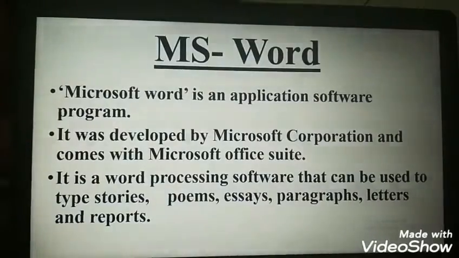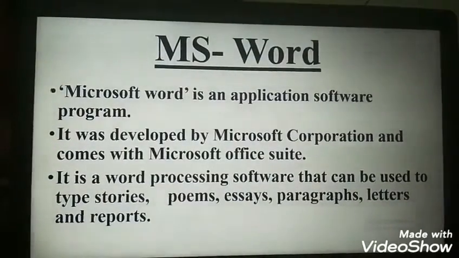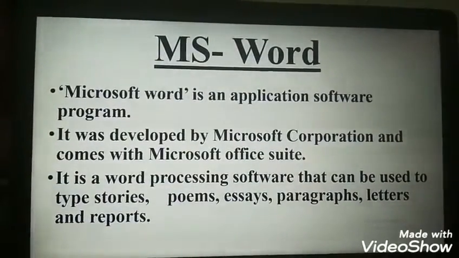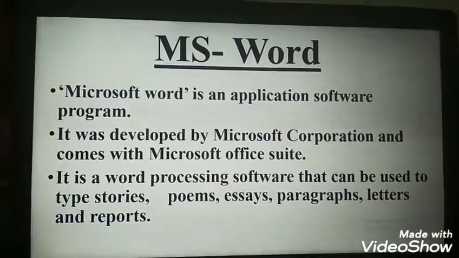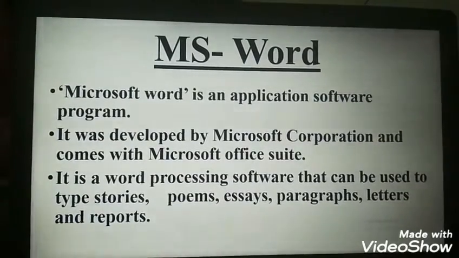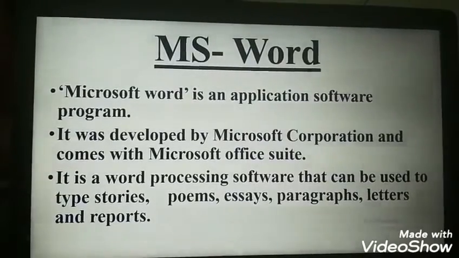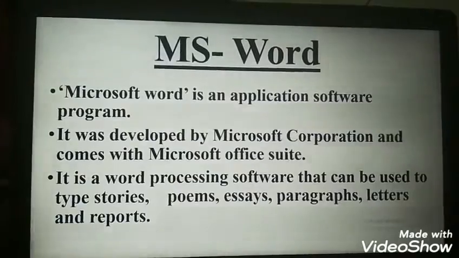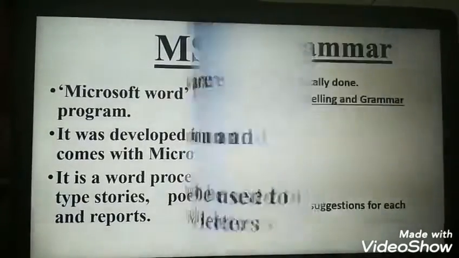First we will discuss what is MS Word. MS Word is also known as Microsoft Word. Microsoft Word is an application software program. It was developed by Microsoft Corporation and comes with Microsoft Office Suite. It is a word processing software that can be used to type stories, poems, essays, paragraphs, letters and reports. So what do we do with MS Word? We can type stories, poems, essays, paragraphs, letters and reports.